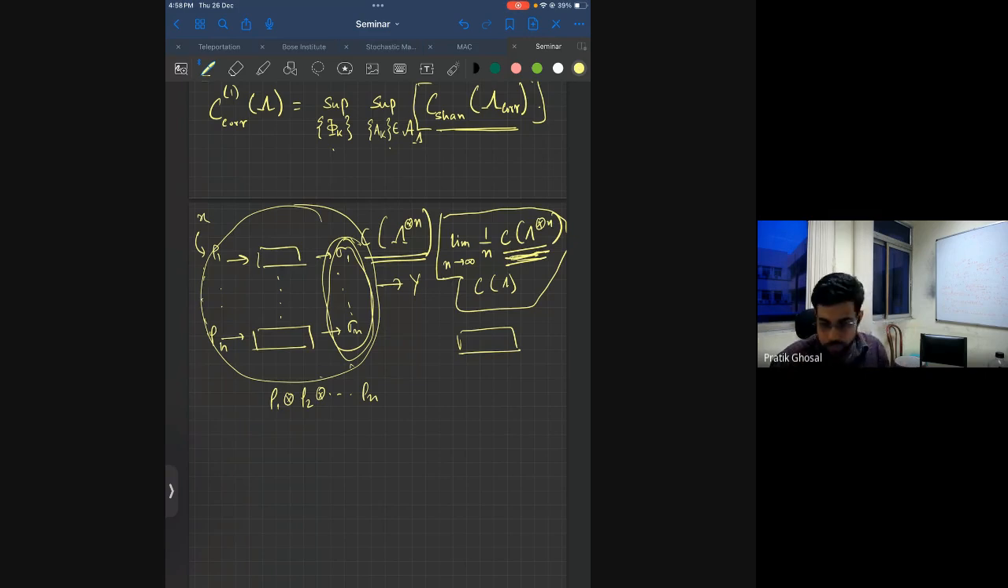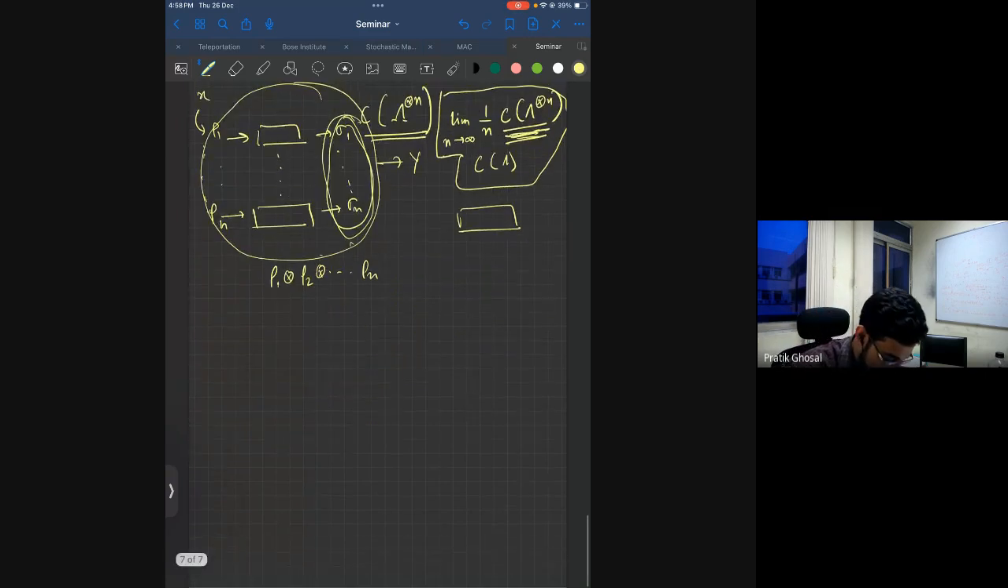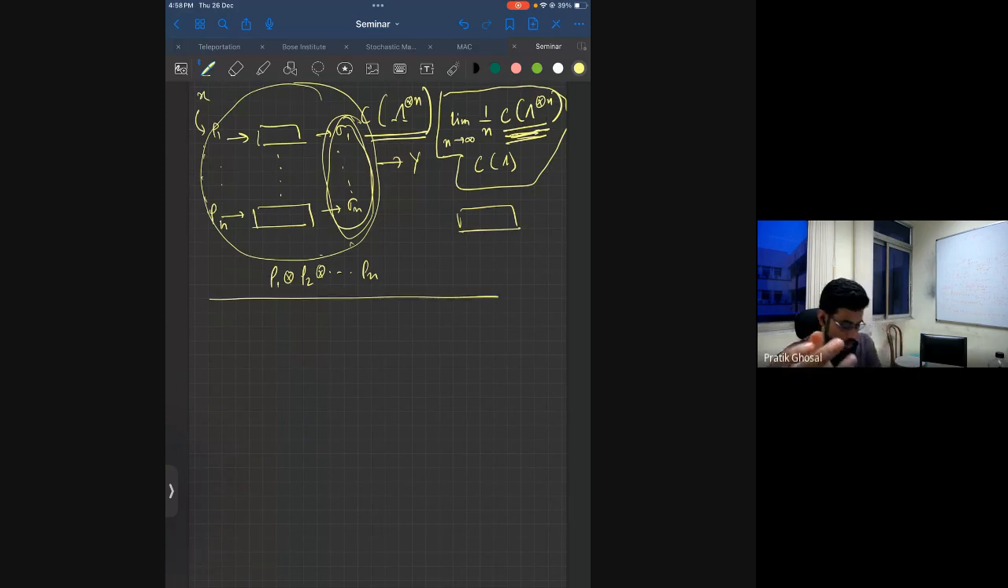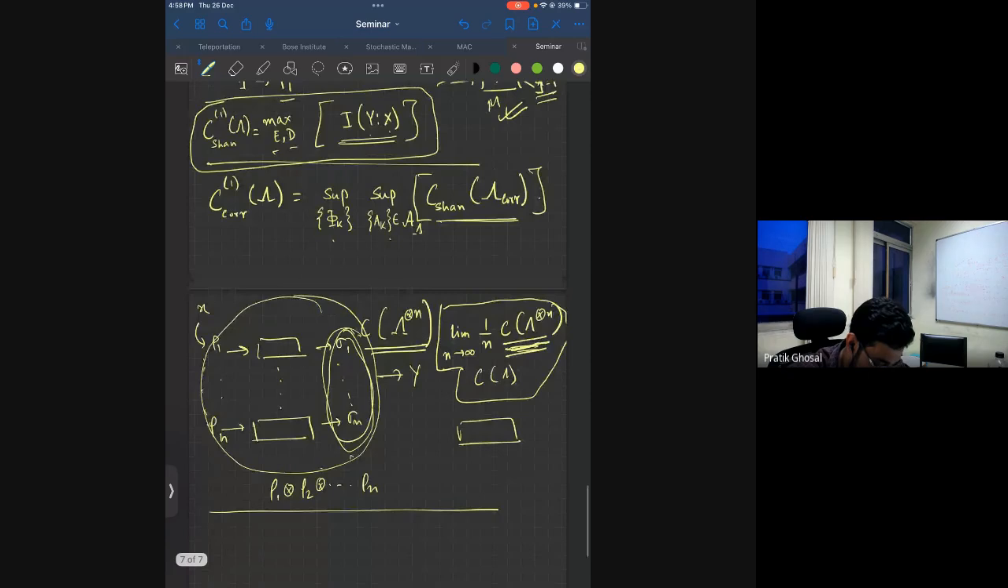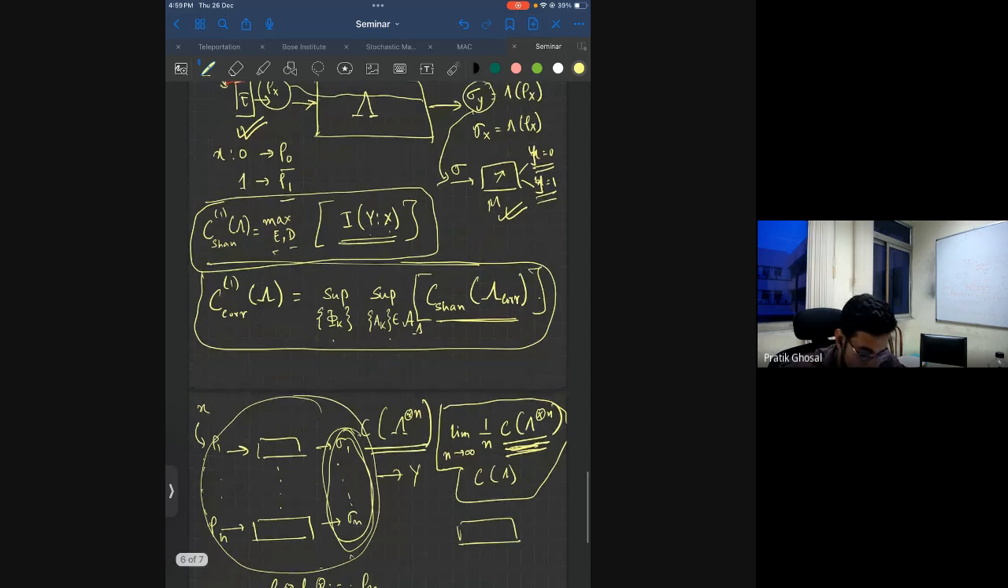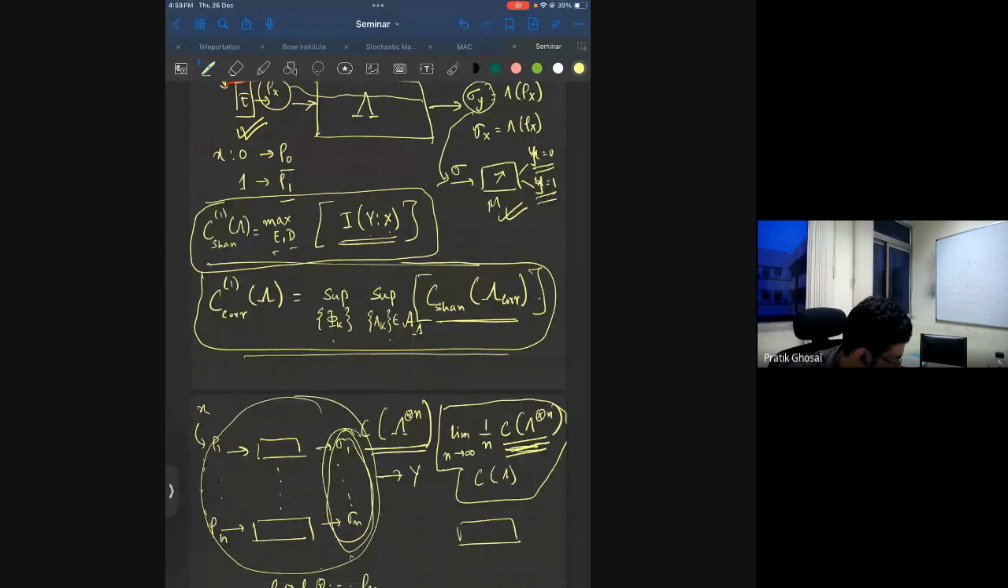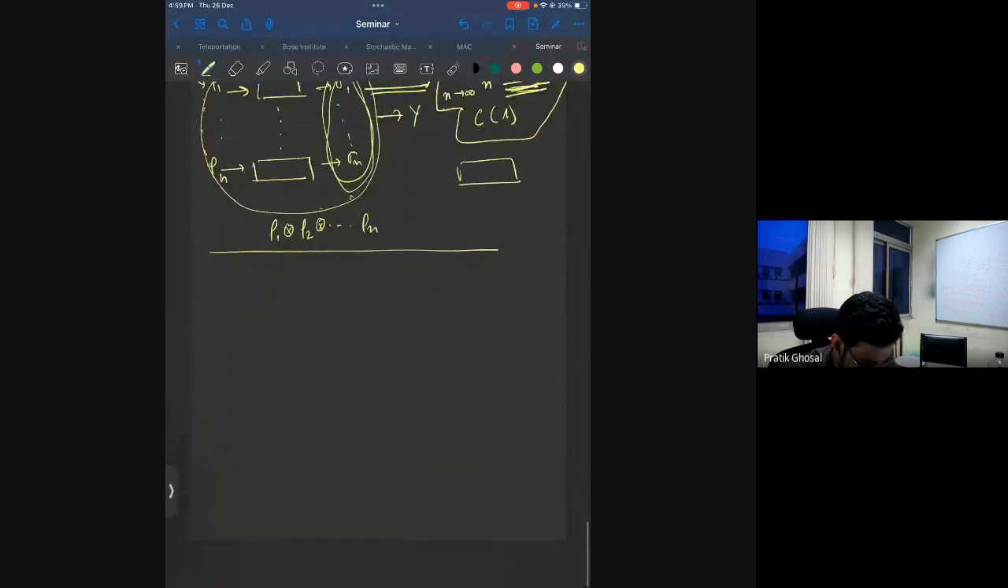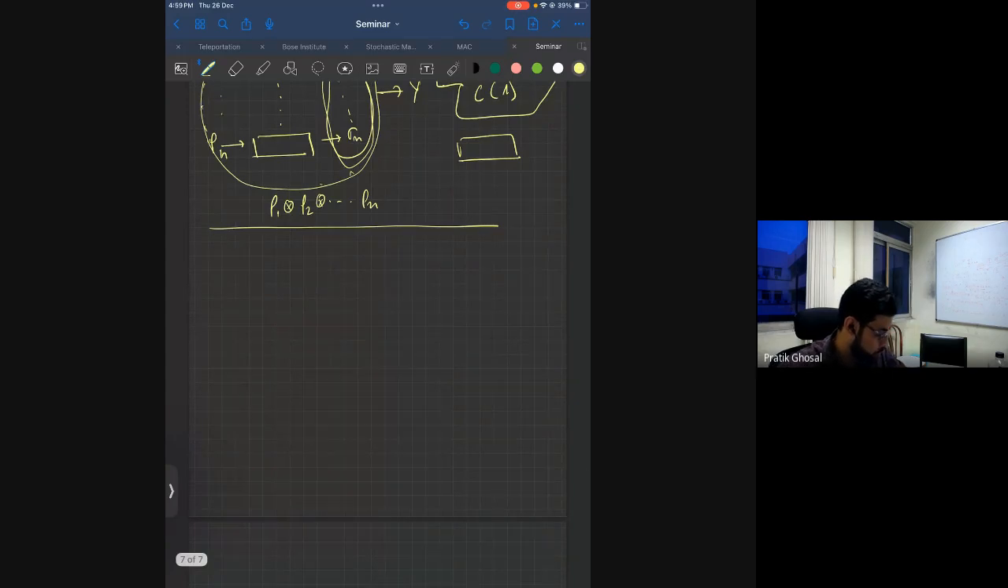Okay, so now I'm moving forward, and now I will discuss two important results. Since calculating this corrected capacity is in general very hard, let's try to have a feel for it by looking into some examples. And these examples are the extreme examples.